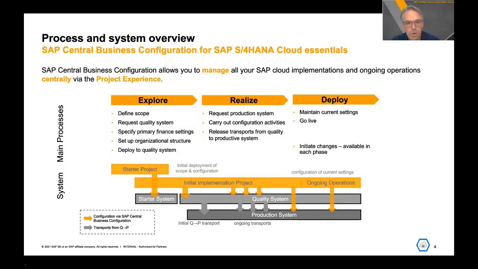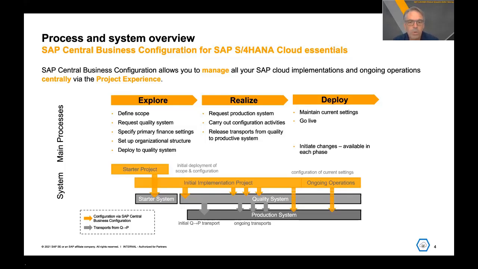We start with the scoping. We have here the chance to deal with main settings, such as the primary finance setting. Key feature is the setup of the organizational structure and also dealing with the quality system and deploy what you have scoped, what you have set up here, then to the further system, to the Q system, to then continue with the project implementation and move to the Realize phase.